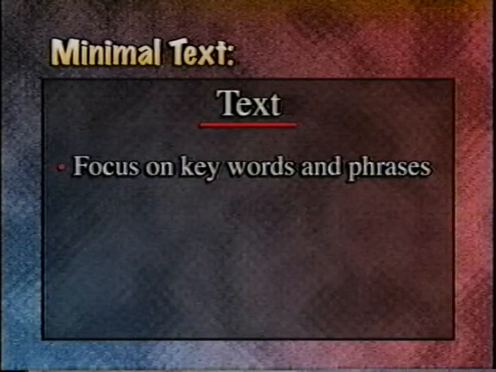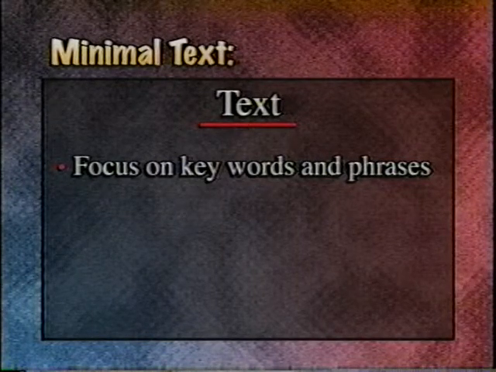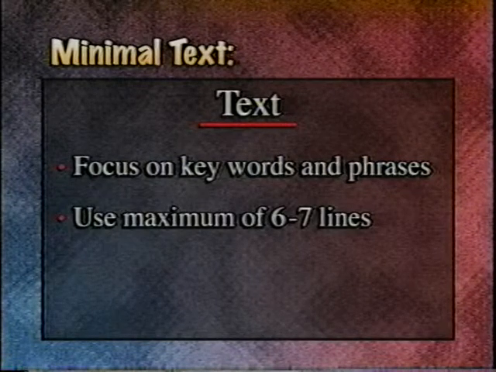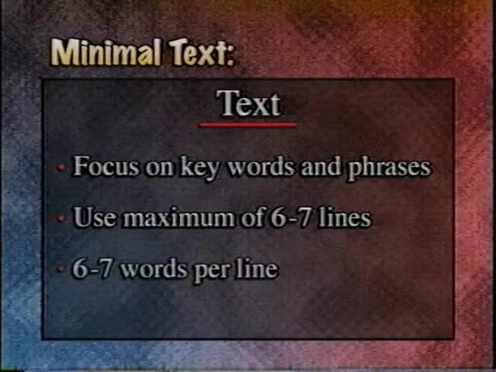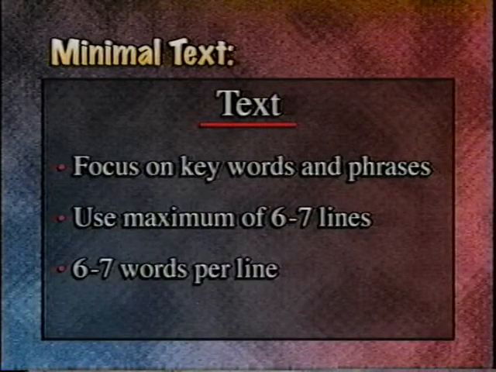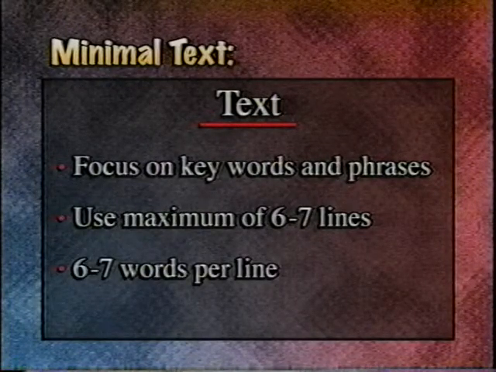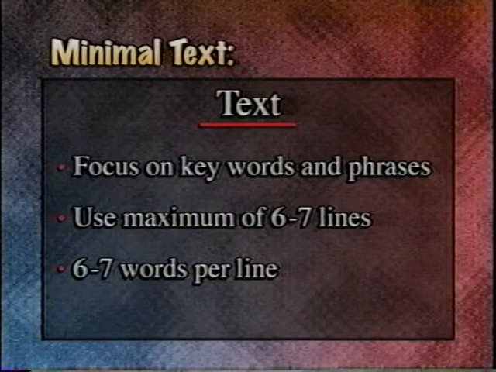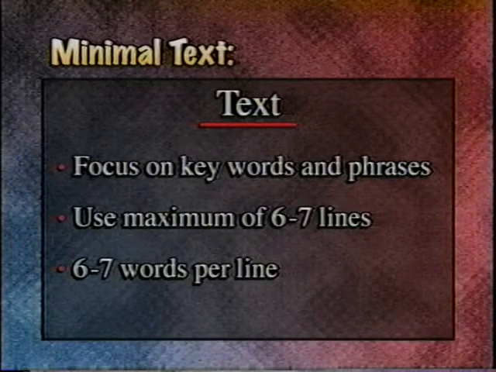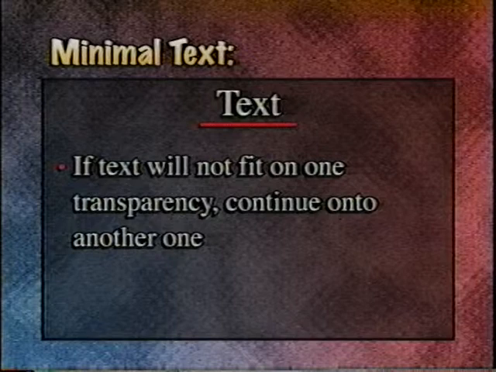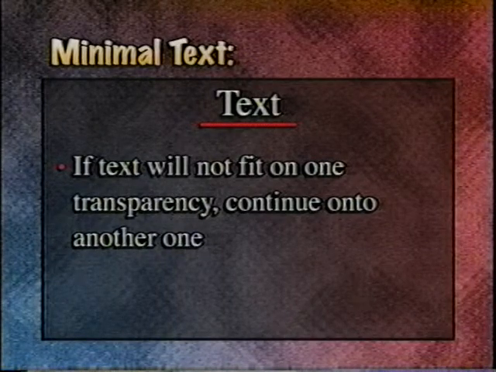Minimal text. Focus on keywords and phrases. Use a maximum of 6 to 7 lines of text with 6 to 7 words per line. More than this, and either the font is too small to be read or the text is too condensed to be clear. If the text will not fit on one transparency, continue on another.